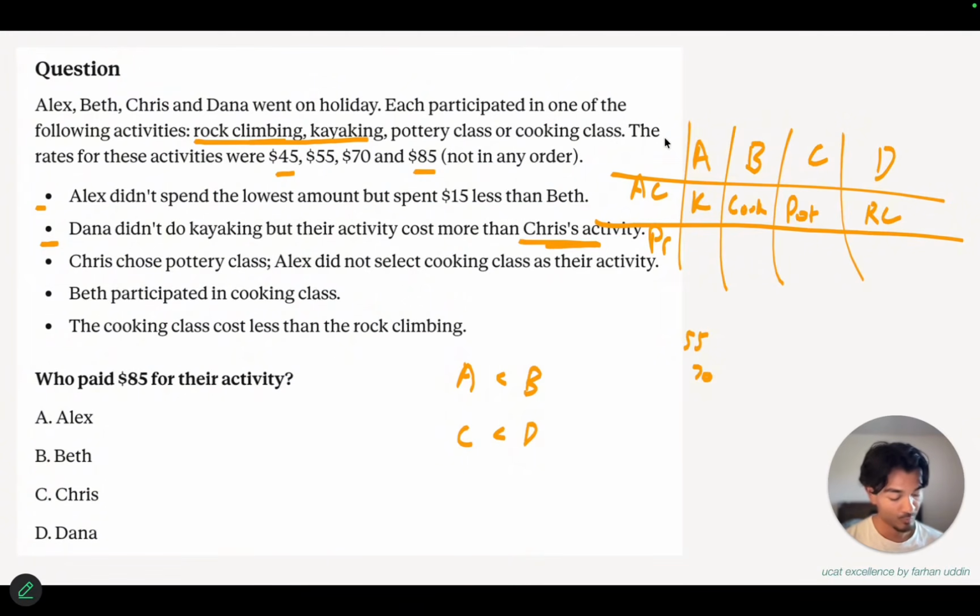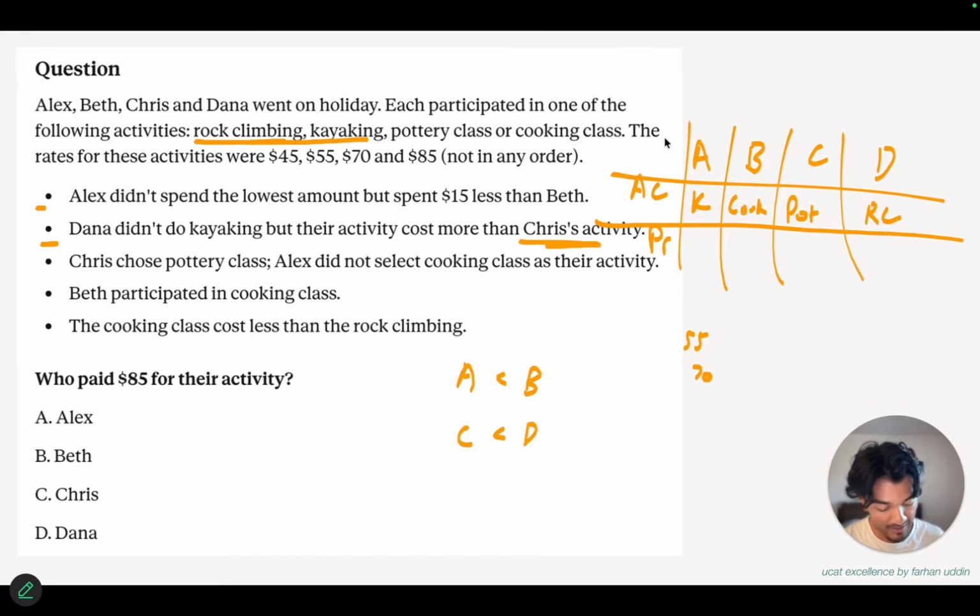Now, this is where we actually have to use a bit of hypothesis testing to get to the bottom of our answer. So let's just have the hypothesis that, for example, Chris is 70. So by definition, if Chris is 70, and Dana's activity is more than Chris, this has to be Dana. But then that leaves Alex here with a case where he would be 45 and Beth would be 55. Now that can't be the case because we know that Alex spent $15 less than Beth. So if we leave Alex with 45, then he can only have spent $10 less than Beth. So that doesn't work out.